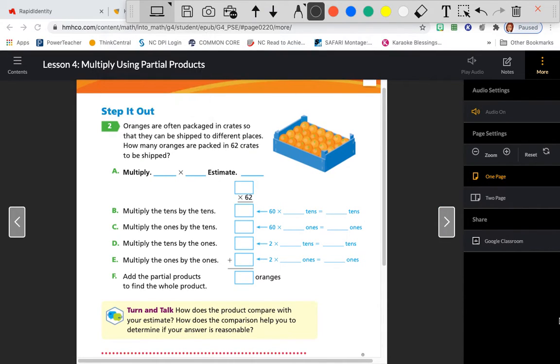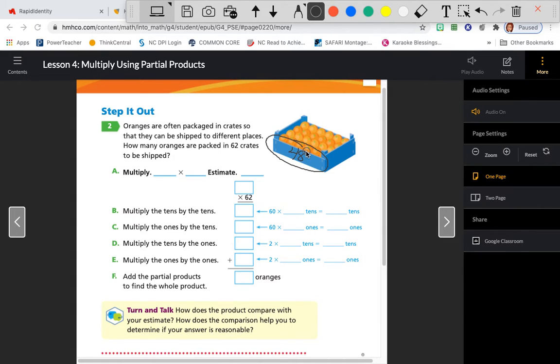Okay, number 2. Oranges are often packaged in crates so that they can be shipped to different places. How many oranges are packed in 62 crates to be shipped? First, they want us to estimate. So let's build our equation first. We know that oranges are often packaged and they have 62 crates. And if you'll notice, which our picture here doesn't tell us, but in your book it should say right there, contains 48 oranges, because we need that information.